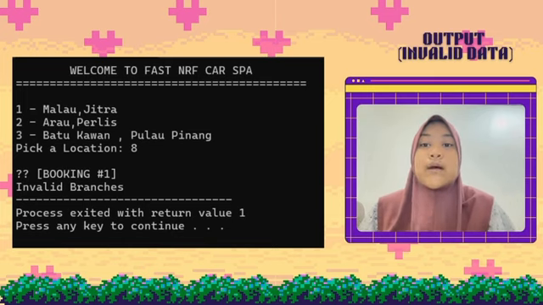But if the user select a number outside the range like 8, the system will detect the error and will stop instantly. It then displays an invalid branches message.